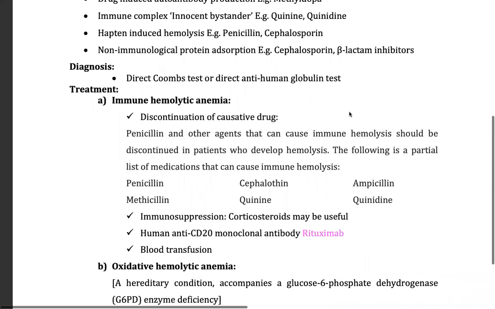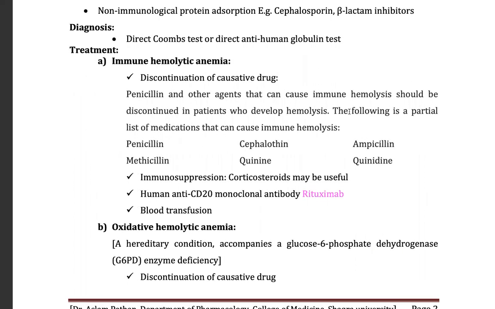Now the treatment consists of two types of hemolytic anemia. The first one is immune hemolytic anemia, and the second one is oxidative hemolytic anemia. In the immune hemolytic anemia, the first and most important step is discontinuation of the causative drug. Stop the causative drug. Penicillin and other agents that can cause immune hemolysis should be discontinued in the patients who develop hemolysis.